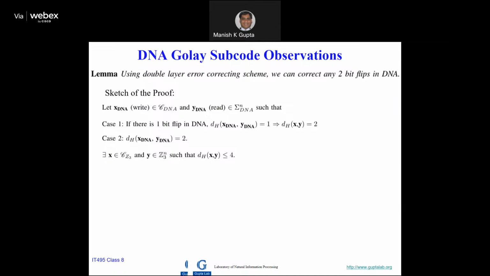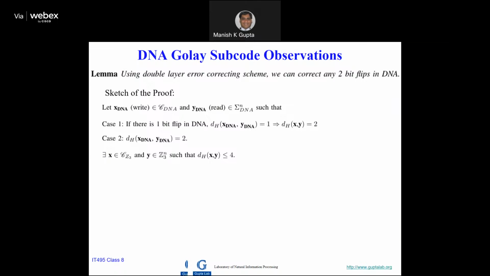Now, I'm going to give you an idea. So basically now, in this case, what will happen? Remember, if you look at the Hamming distance property, if the code is, suppose, C, I'm talking in general, and suppose the Hamming distance is at least 2t plus 1, that means it can correct t errors, right? Now, how do we approach the proof?